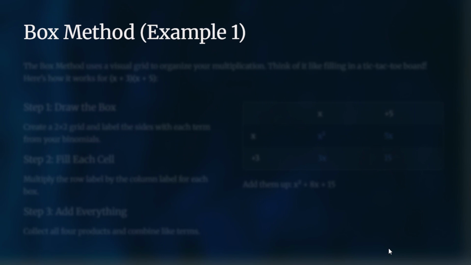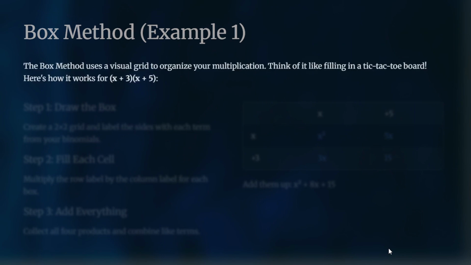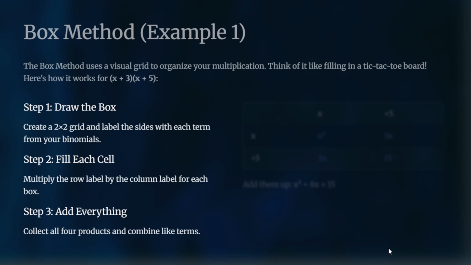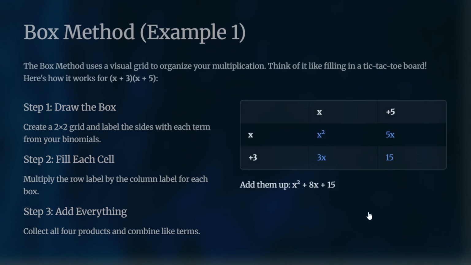Now let's look at the box method. The box method uses a visual grid to organize your multiplication. Here's how it works. First you'll draw a box, in this case a 2x2 grid, and label the sides with each term from your binomial. So on the left side here we have x plus 3, and on the top we have x plus 5.